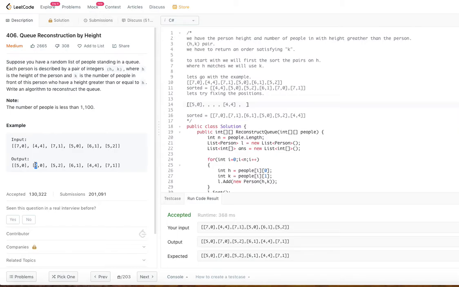Since we have these pairs of h and k, we are going to sort these pairs in terms of their heights. First we will use the height information to sort. There could be a match in the height, for example 5 and 5, or 7 and 7. In those cases, we will use the number of people in front of him to sort. So we will use both pieces of information, h and k, to sort the given pairs.